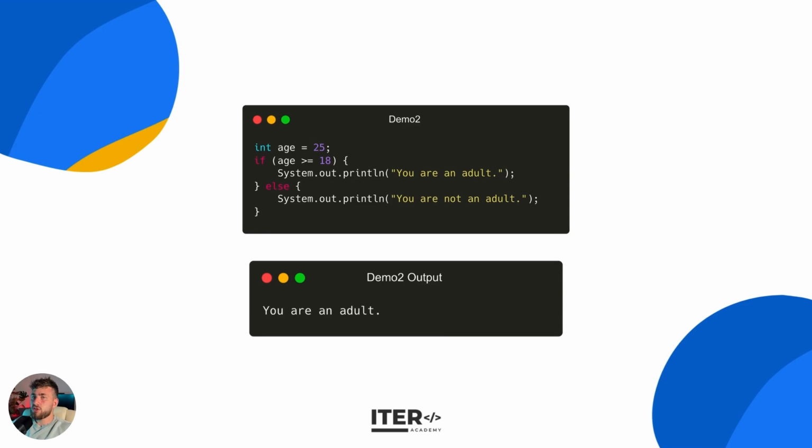Another example is checking if a person's age is greater than or equal to 18. Let's look at demo 2. In this example, we are using the greater than or equal to operator to check if the person's age is greater than or equal to 18. If it is, the code inside the if block will be executed. If it is not, the code inside the else block will be executed. So for this particular case, you can see that "you are an adult" will be printed to the console.